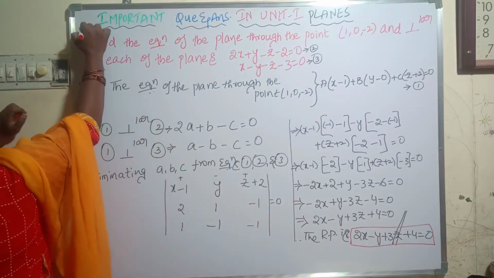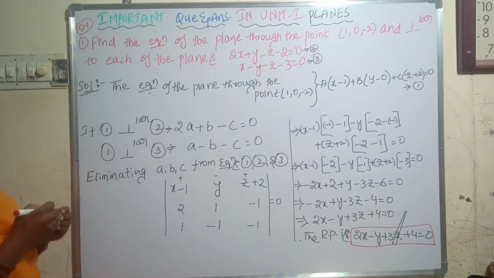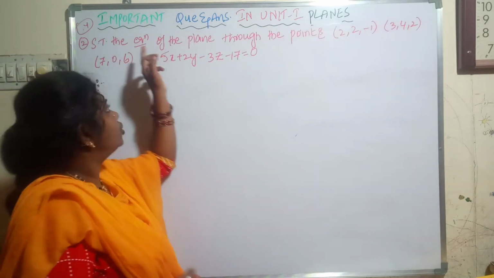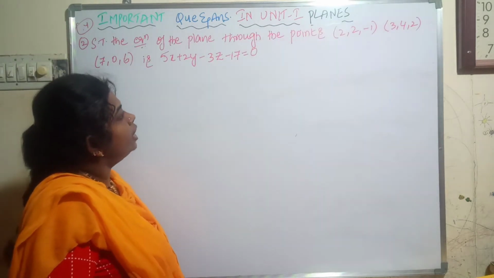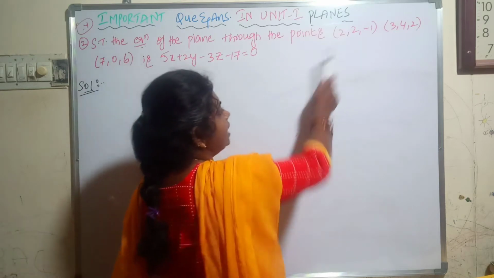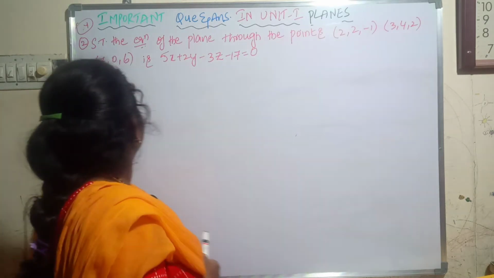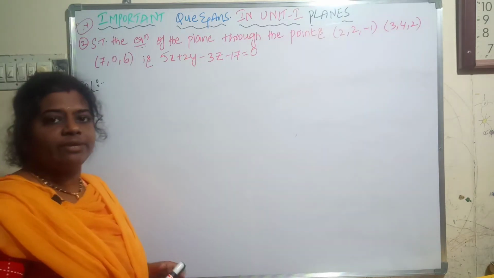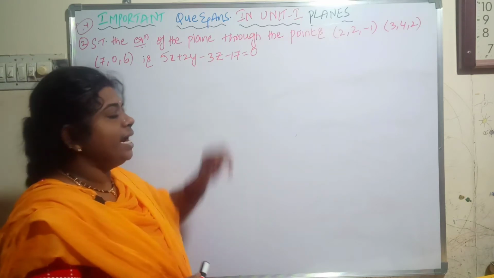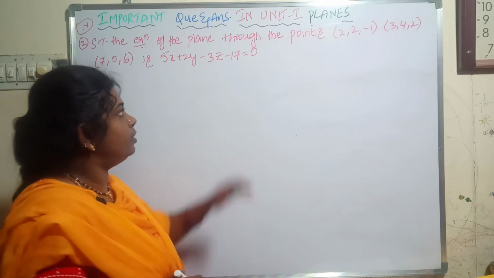The marks allotted for this type of questions are 5 marks. The next question is: show that the equation of the plane through the points (2, 2, -1), (3, 4, 2), (7, 0, 6) is 5x + 2y - 3z - 17 = 0.